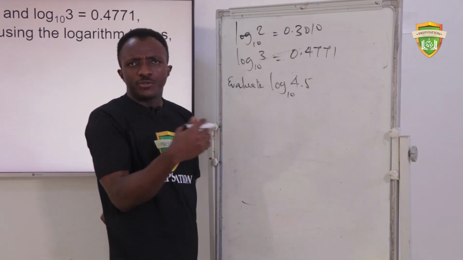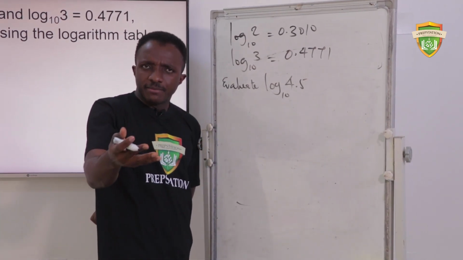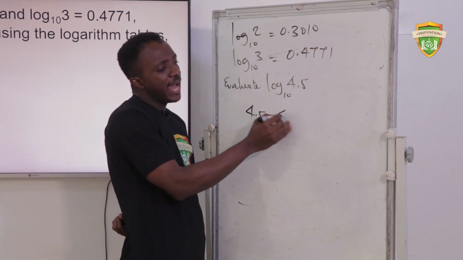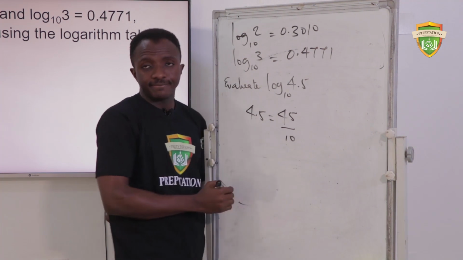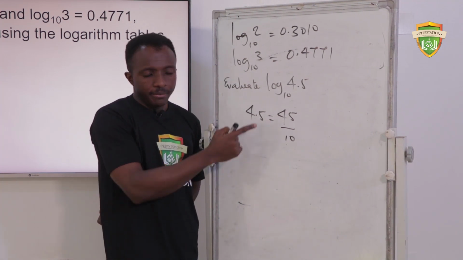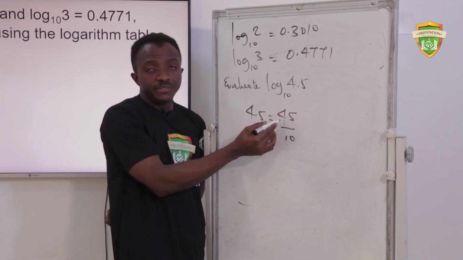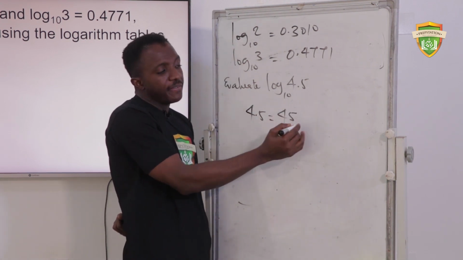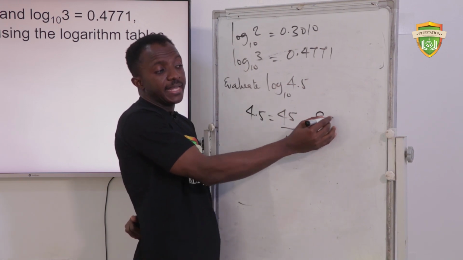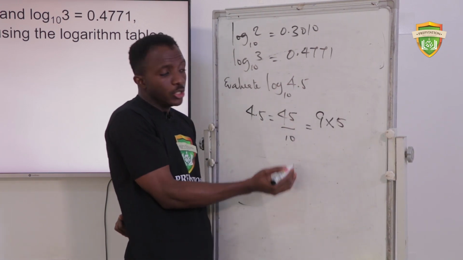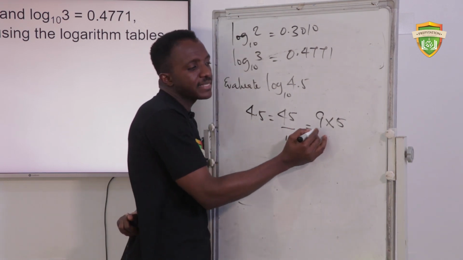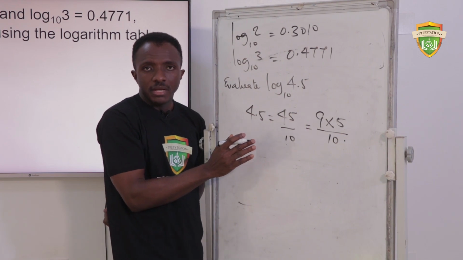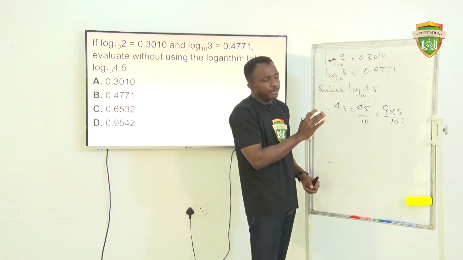Now look at this, let me take you through some fractions and decimals. Now 4.5 is the same thing as 45 over 10. I'm sure you know that. If you divide 45 by 10, you have 4.5. Now, the same 45 that you have here is the same thing as 9 times 5. So, 45 over 10 is the same as 9 times 5 over 10. Can you see this? I'm sure you can. Now, this is very simple.